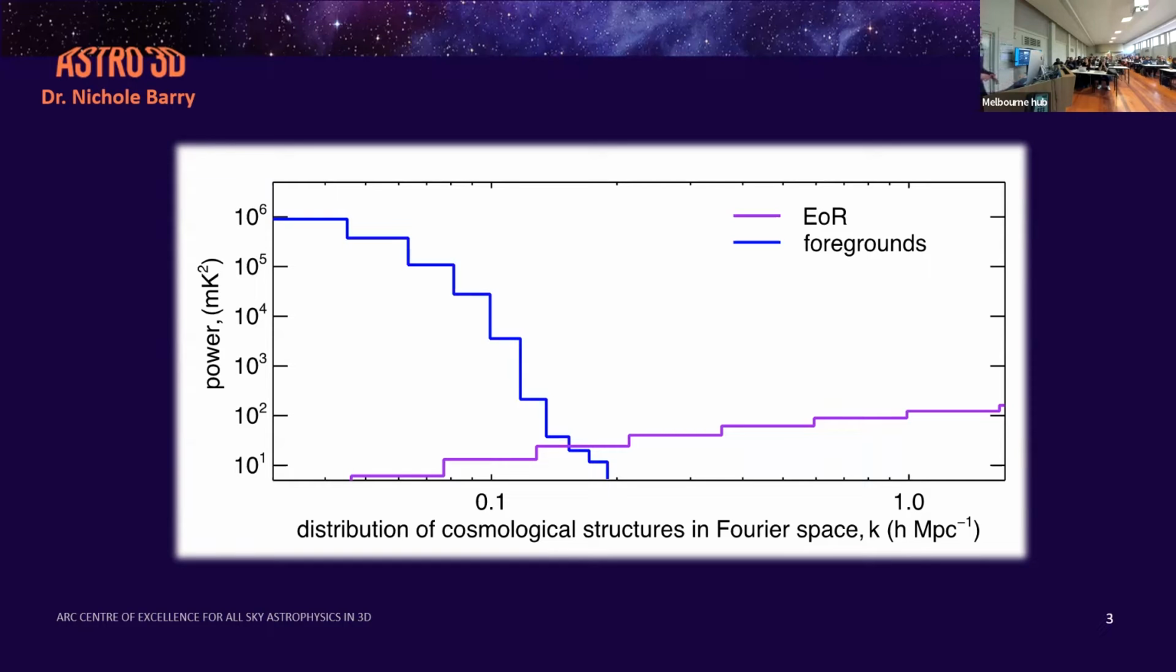But in reality, we see something like this. So the instrument itself is chromatic. The instrument has a frequency response that we can't get away from. And so that actually couples the foregrounds to many other modes.